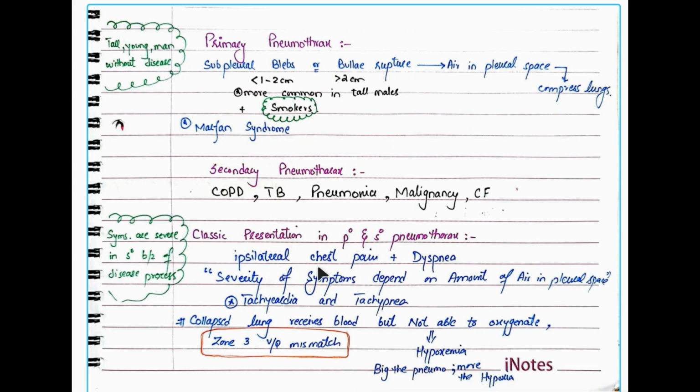There will be ipsilateral chest pain with shortness of breath. The severity of the symptoms will depend upon the amount of air that has collected in the pneumothorax. The patient can present with tachypnea, tachycardia, and decrease in oxygen saturation, and the collapsed lung will receive blood, but it will not be oxygenated. So there will be hypoxemia, and it can be asked that it will be a zone 3 VQ mismatch type of scenario. Now, the bigger the pneumothorax, the more the hypoxia.